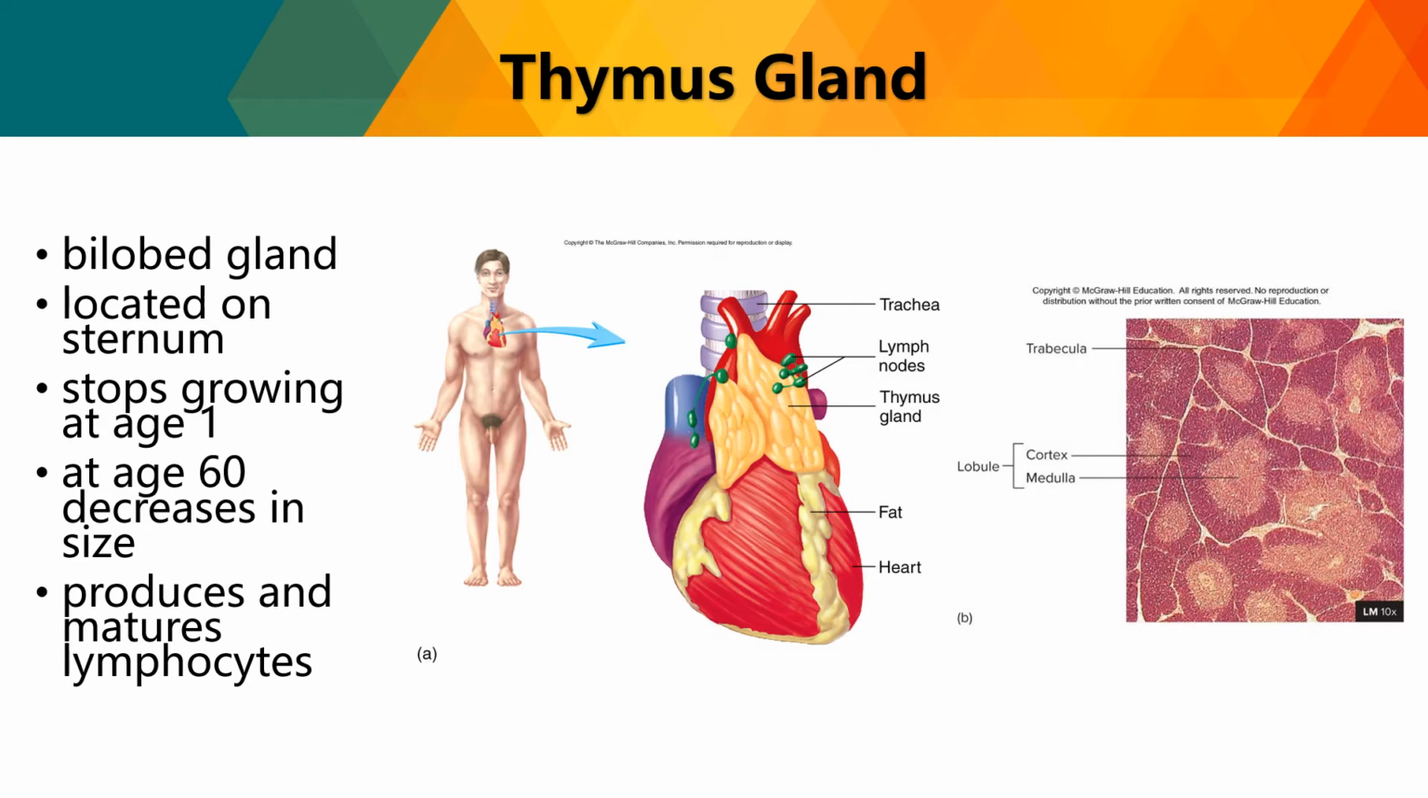The trabeculae from the capsule divide each lobe into lobules, and near the capsule and trabeculae, lymphocytes are numerous and form dark staining areas called the cortex. A lighter staining central portion of the lobules called the medulla has fewer lymphocytes. Apparently, it stops growing at the age of 1, and at the age of 60 it decreases in size.